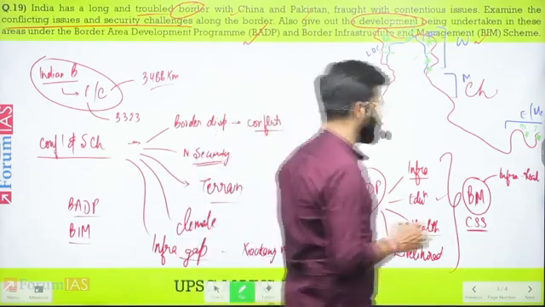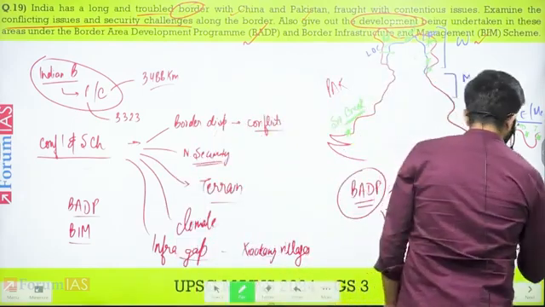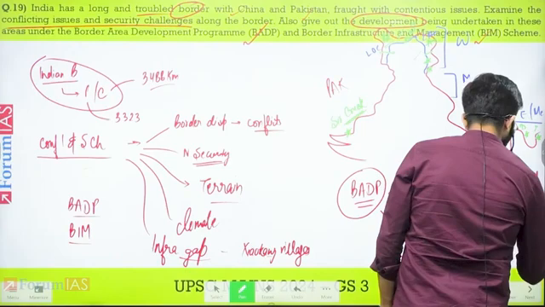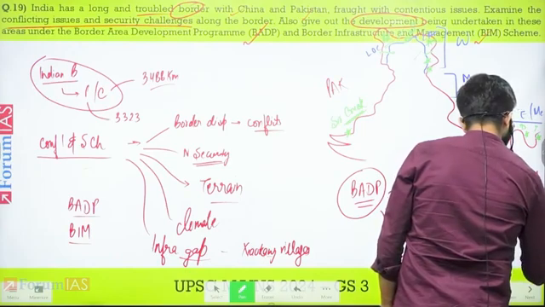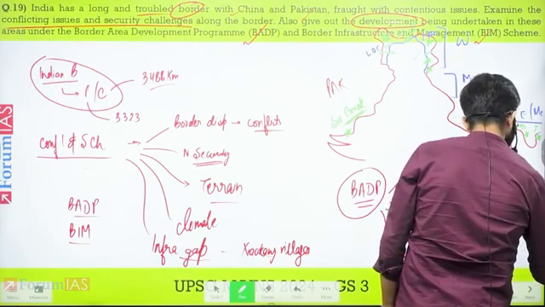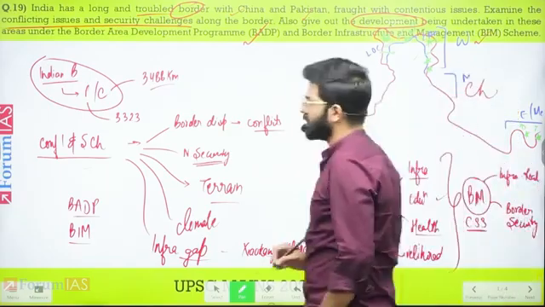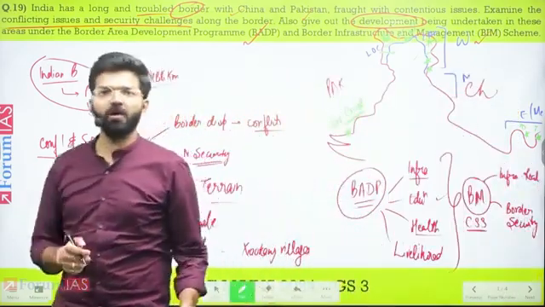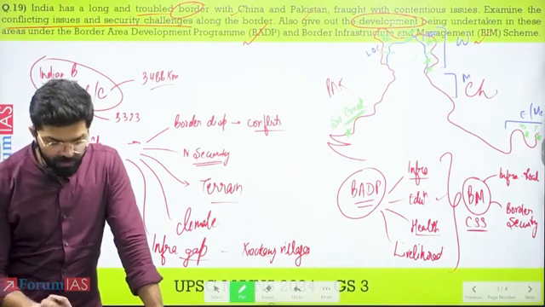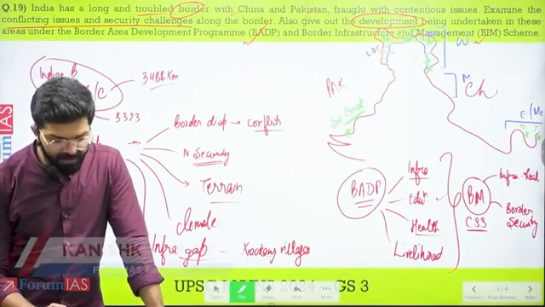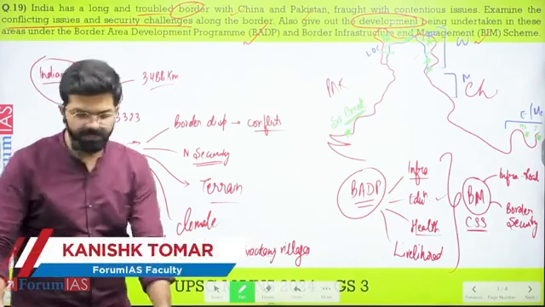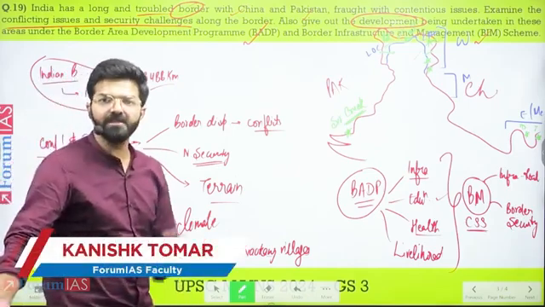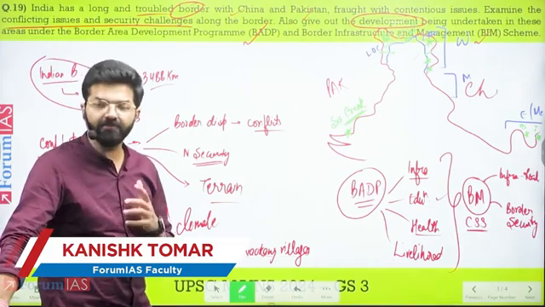Then it is going for border security development. For example, it is going for fencing. It is providing floodlights, etc. near the borders under BIM. It is developing surveillance technology, satellite-based monitoring. Night vision devices, etc. are installed.